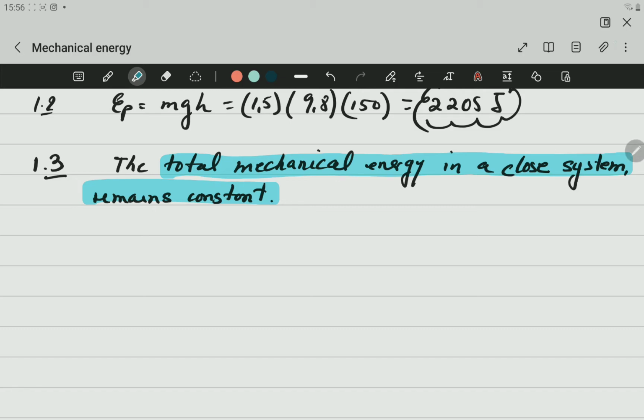Now, this closed system means that there are no external forces. So the net external force is equal to 0. Just for you to understand, there won't be any friction. So if there is friction, then this principle, this law, cannot be applied, right? And that is the next question.